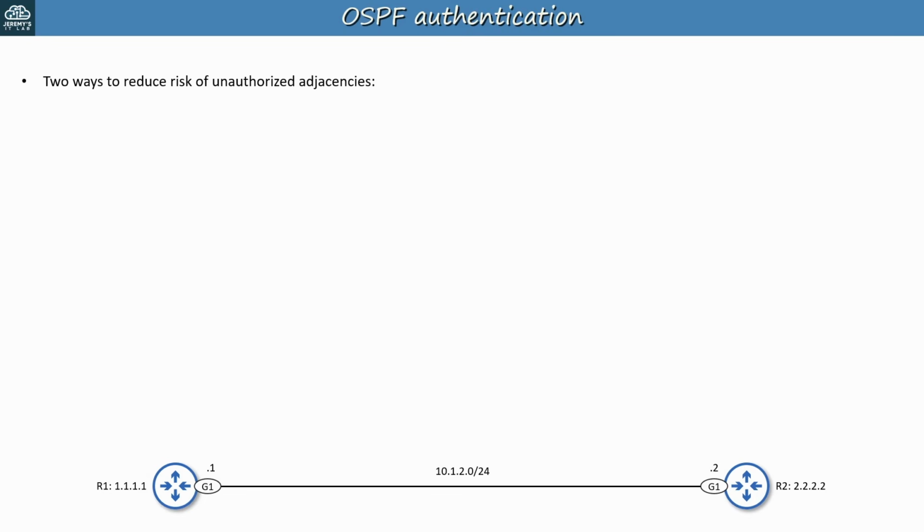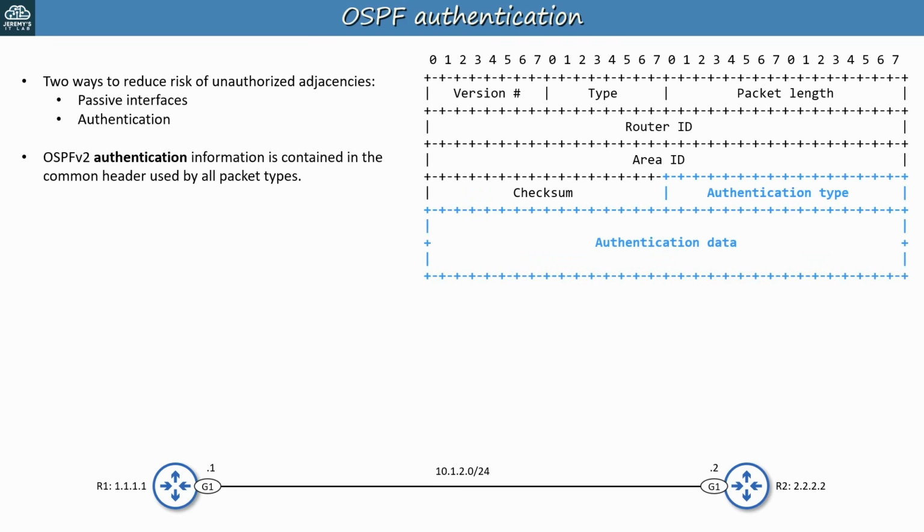There are two main ways to reduce the risk of unauthorized adjacencies: passive interfaces, as we saw in the previous videos, and authentication. In this video, we'll look at the second method. OSPFv2 authentication-related information is contained in the common header used by all packet types. We saw this in the previous video.